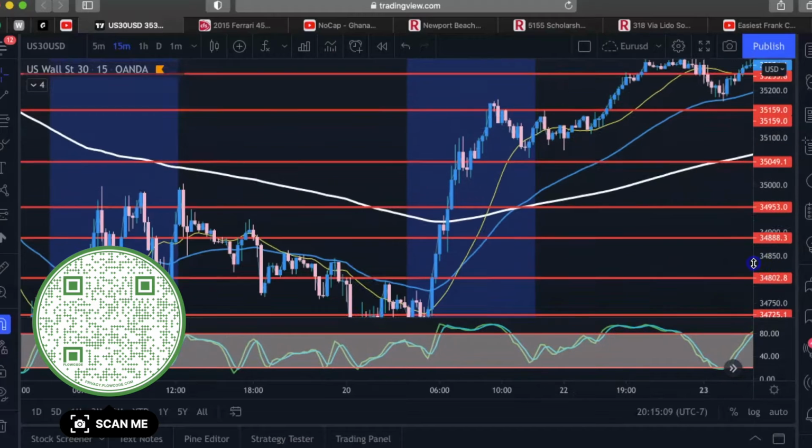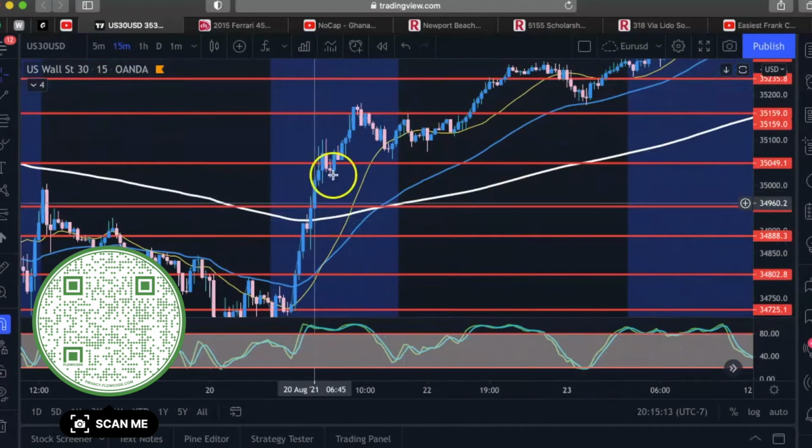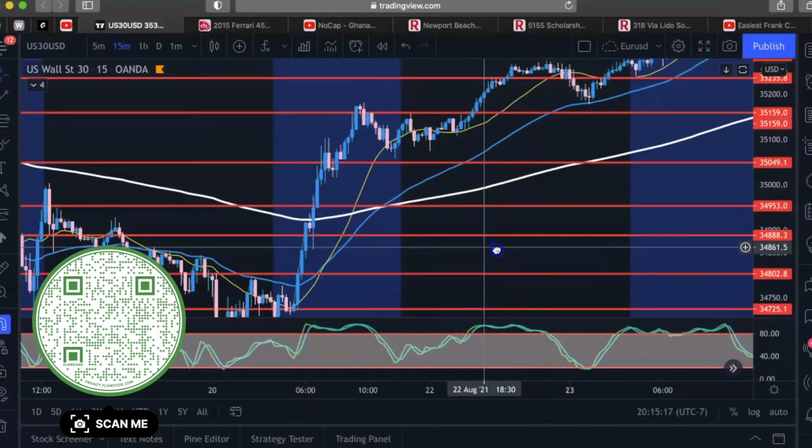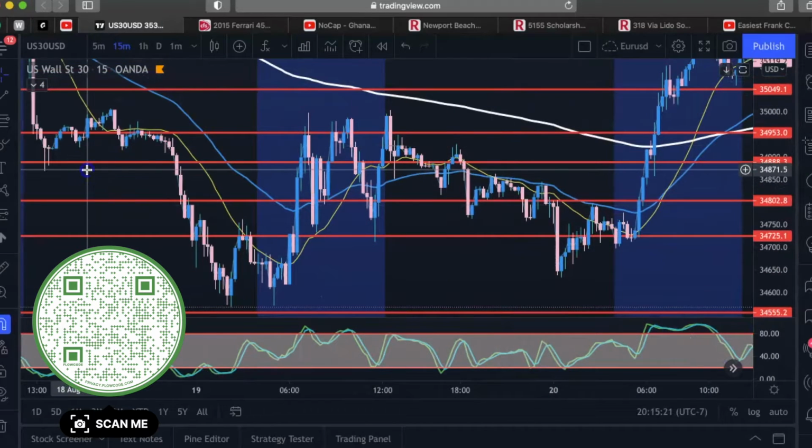Overall, you guys can see that at this point in time, looking at the 15 minute, the candles are also above the 200 EMA, signaling that we are in an uptrend. And right here, look at how the candles are below, and we are in a downtrend.